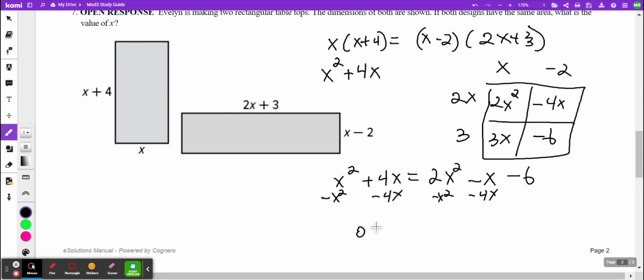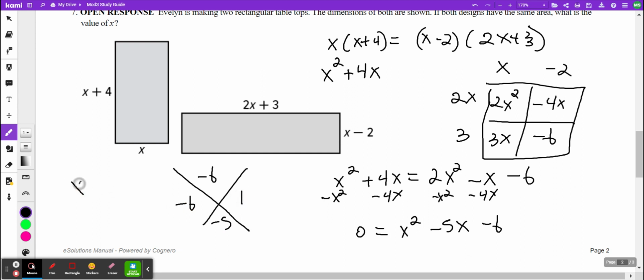Well, I have 0 is equal to x squared minus 5x minus 6. Bringing it back, I'm going to get the following. I know I want negative 6, and I know I have negative 5, so I have to have negative 6 and positive 1. So x minus 6 times x plus 1. In order to make this work, I have to have negative 1 or positive 6.